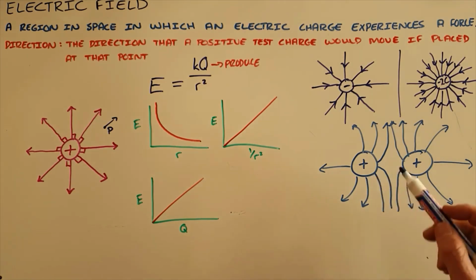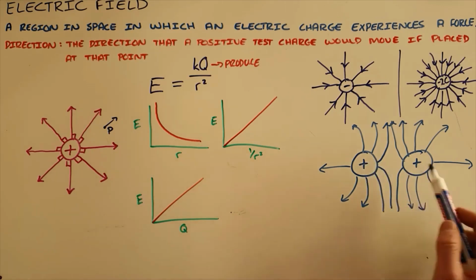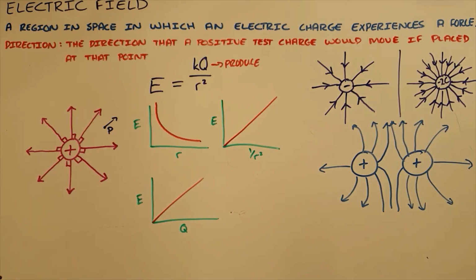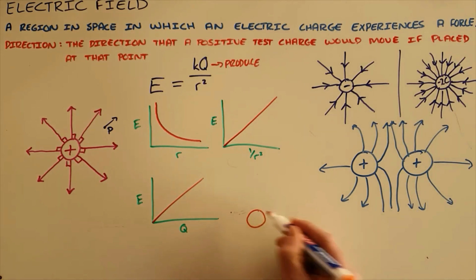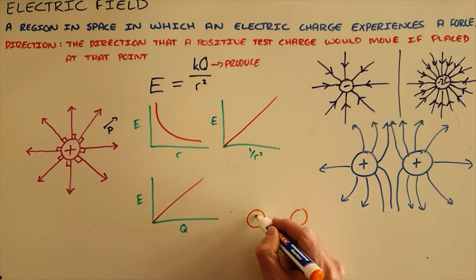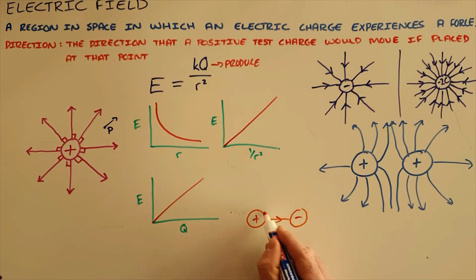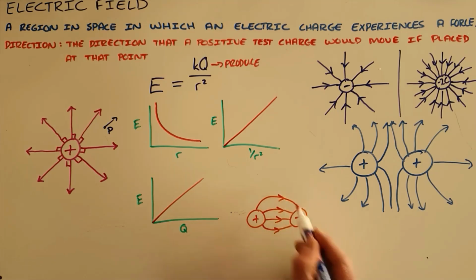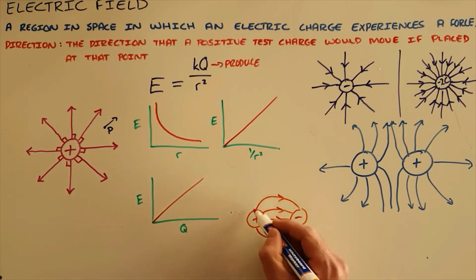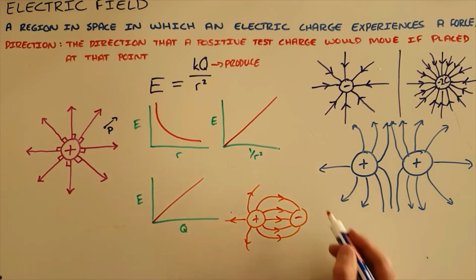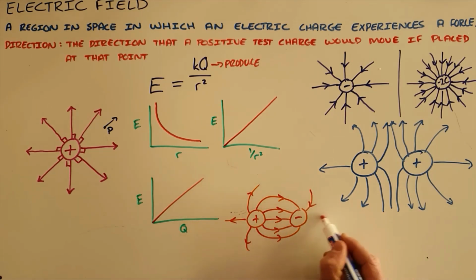Obviously, the electric field drawn between two negative charges would look exactly the same, only the arrows would point in opposite directions. And then finally, to draw the electric field pattern between two oppositely charged objects, we would show the direction in which a positive charge would move if placed at that point. And what we can see here is that the electric field lines are directed from the positive charge towards the negative charge.